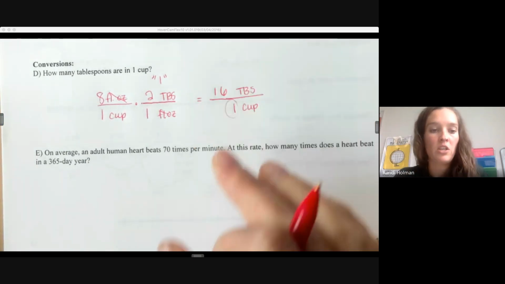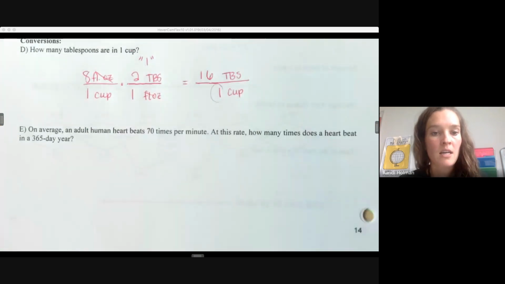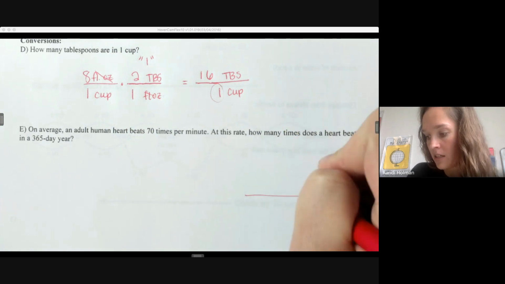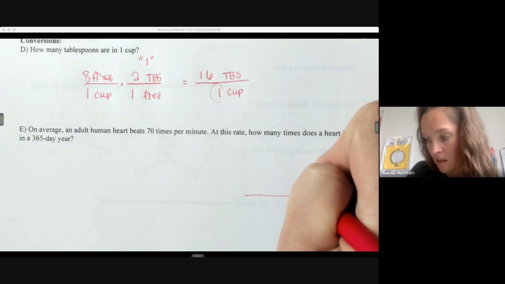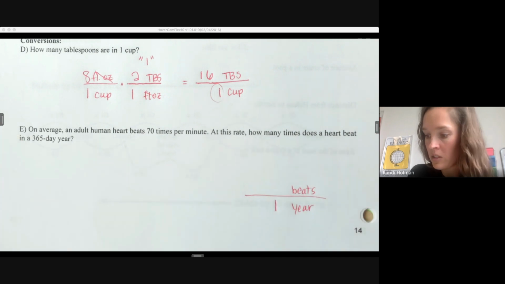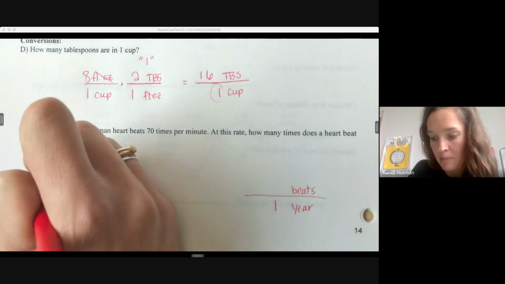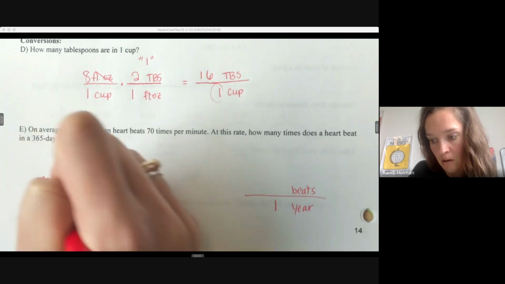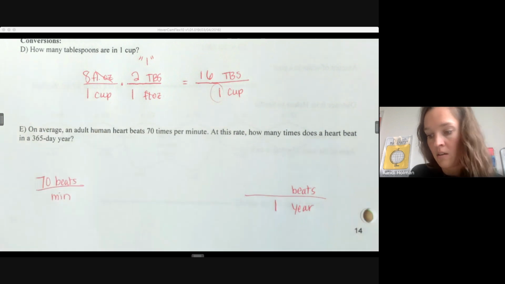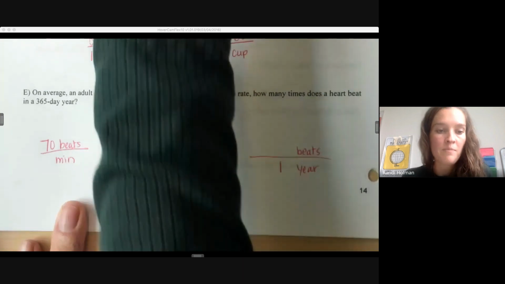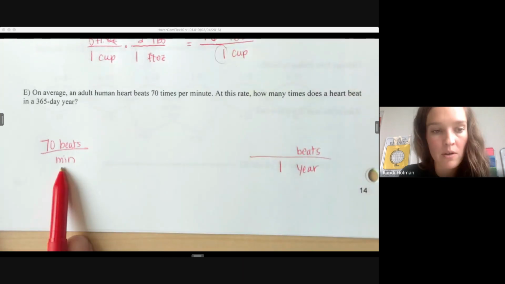On average, an adult human heart beats 70 times per minute. At this rate, how many times does a heart beat in a year? Okay, so our goal is to have beats per year for 1 year. And we know to start out, it beats 70 beats per minute. Okay, so we already have beats here, that's what we want. But our goal is to get to years, and right now we're in minutes in our denominator.